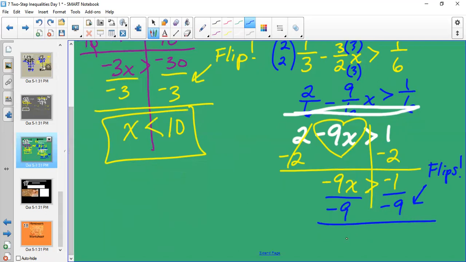And so final answer here is x is less than, well, I don't know what 1 divided by 9 is, so let's keep that as a fraction. But I do know a negative divided by a negative should be a positive answer. So x is less than 1/9.